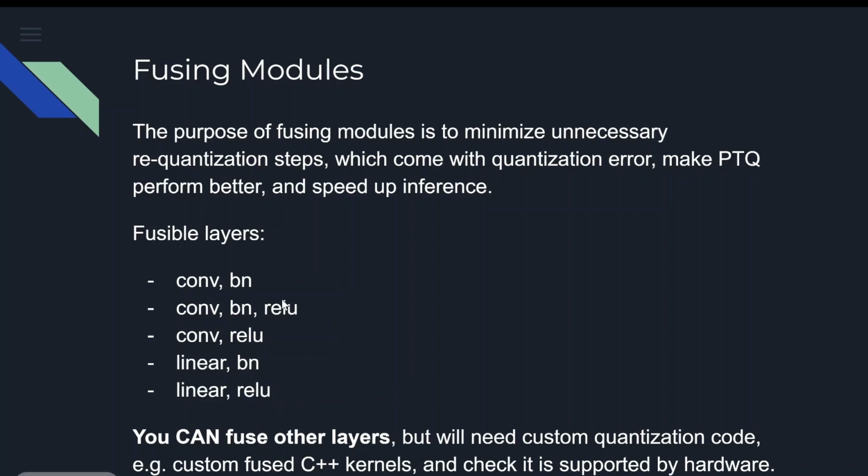Now, again, these are just the ones that PyTorch supports. You can fuse other layers, and I have checked this, but that requires custom quantization code. You have to write some fused C++ kernels. There are different layers at which the fusing happens. At the highest level in PyTorch, it's just a sequential wrapper. At the lowest level, it's a custom C++ kernel. So you do have to fill those in by yourself if you want to.